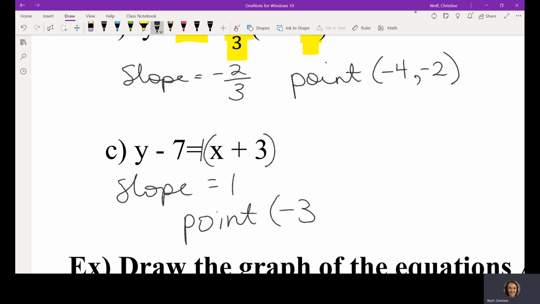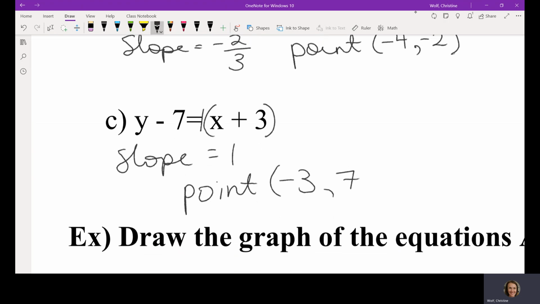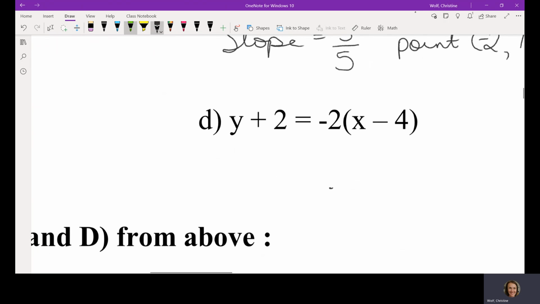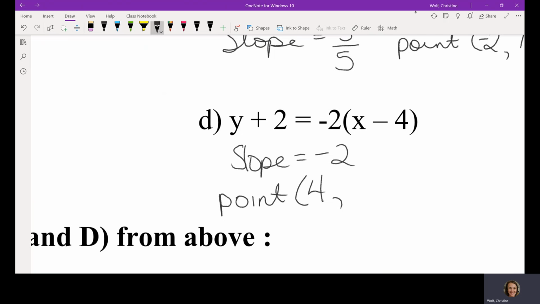Okay, so then if I ask you for a point, the x value is that 3, so I switch it to a -3, and the y value is that -7. I switch it to a +7. And the last one. Okay, the slope is just -2, just the number in front of the bracket. It's that easy. And then if I ask you for the point, the x value is -4, so I write 4. The y value is +2, so I write -2. So that's how you pull out the information.